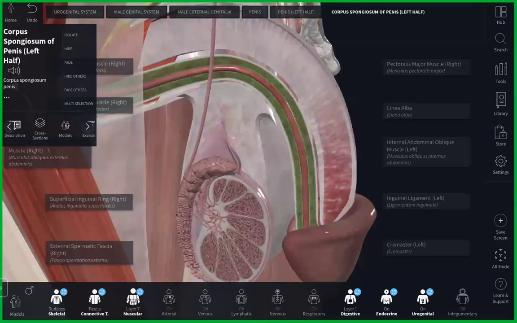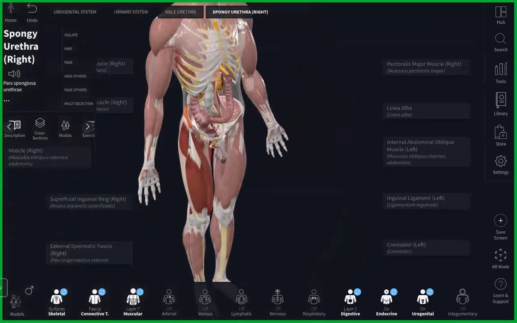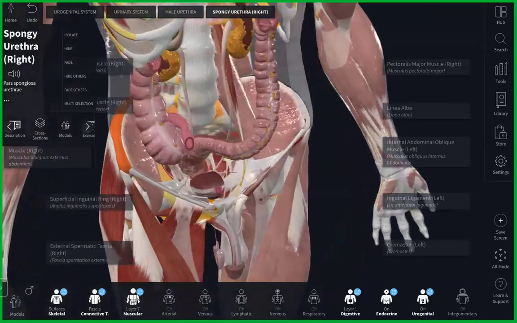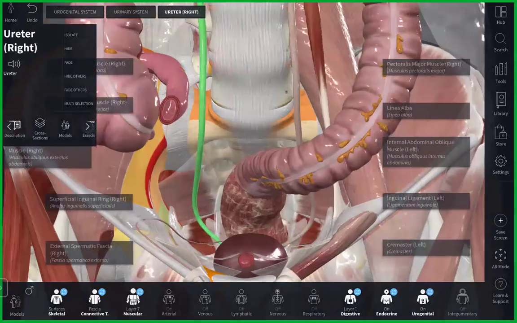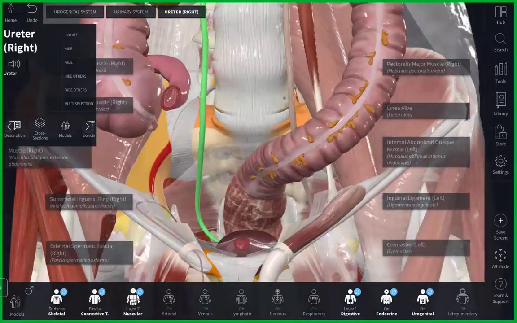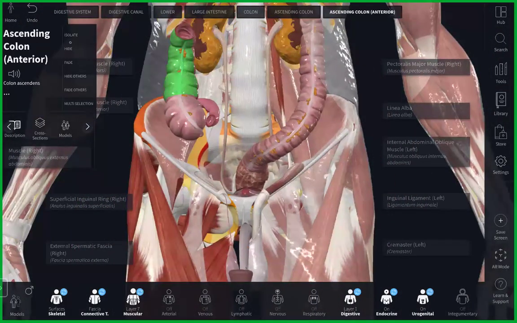This is our corpus spongiosum and this is our spongy urethra because it's inside corpus spongiosum. That's why they named it like this. So this is our ureter. Okay. So this is all about ureter. You need to know the blood supply of the ureter.